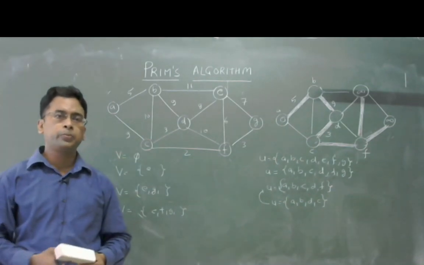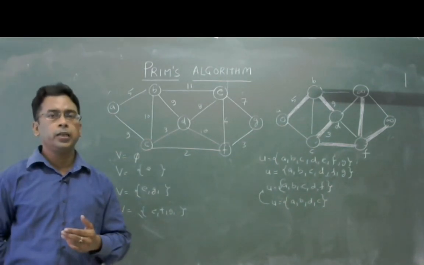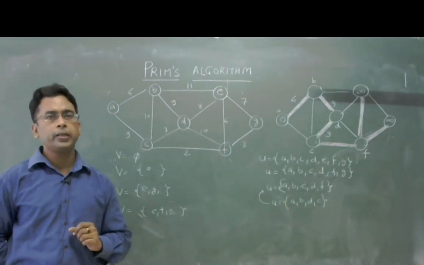So that's all about Prim's algorithm, and its complexity is E log V, which is slightly better than Kruskal's algorithm.